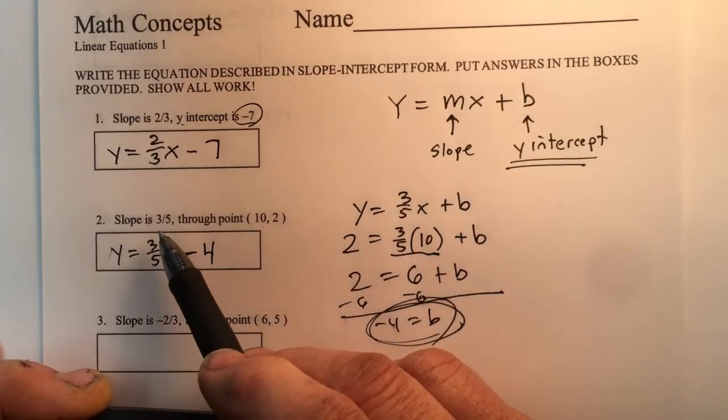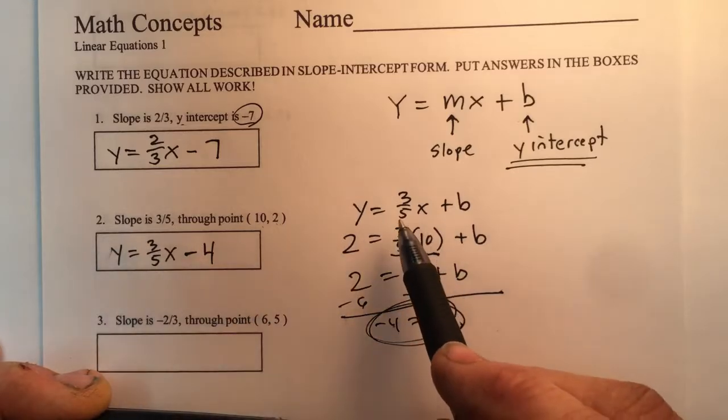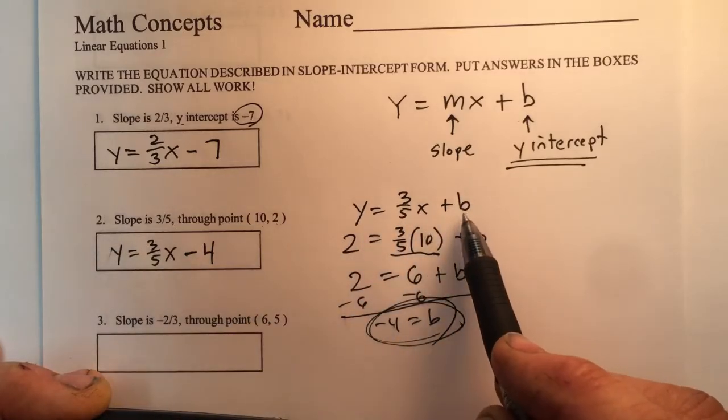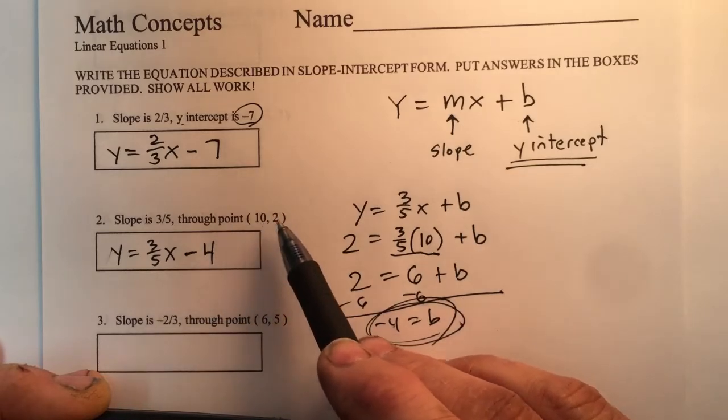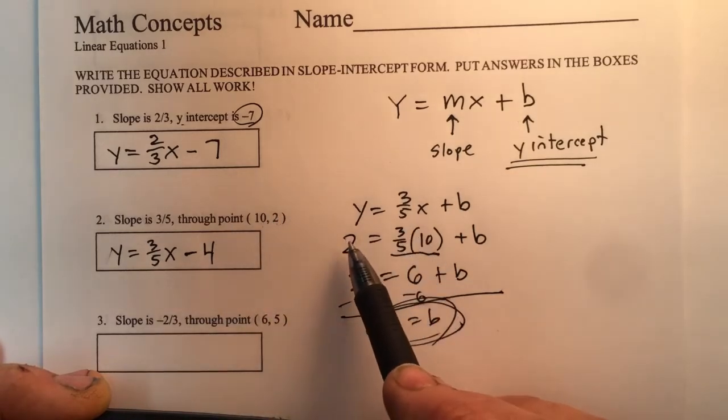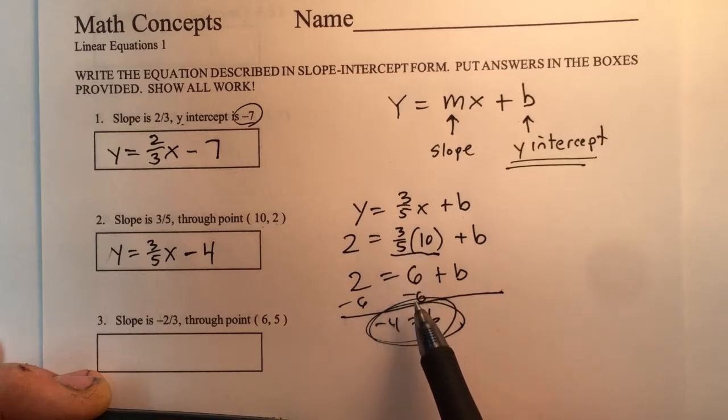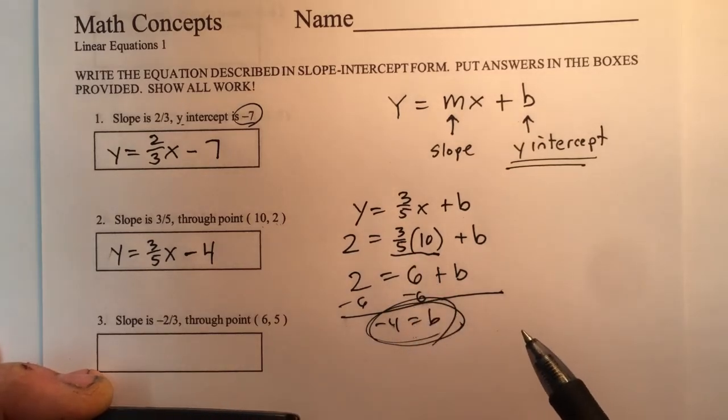So again, I know my 3/5 is the slope, so put y equals 3/5 x, but the y-intercept, the b, I don't know. So I take the point 10, 2, I put 10 for x, I put 2 for y, I multiply this, and then I subtract it, and there's my y-intercept right there, -4.